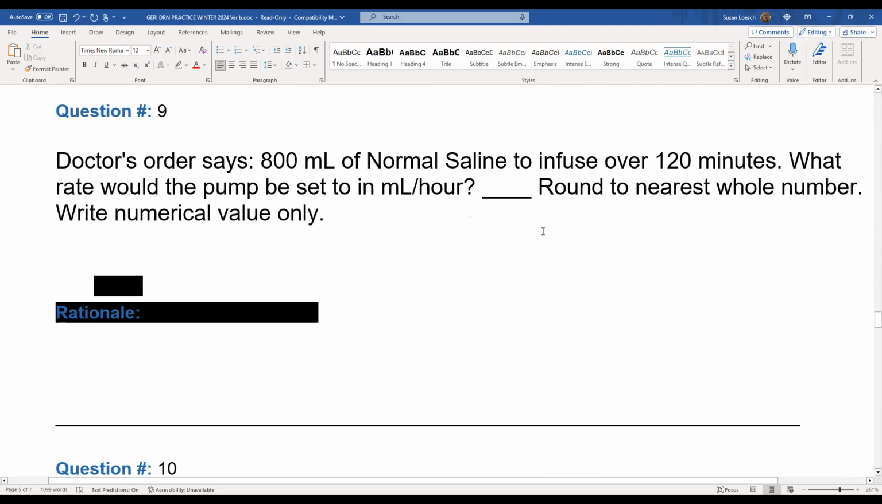Okay. This is asking you how you would set the pump in mLs per hour. All right. And the only thing you have here is the doctor's order. You don't have anything on hand here. So now this is just going to be your total mLs over your time in hours. The problem here is your time is what? Minutes. Okay, so you have to convert it to hours.